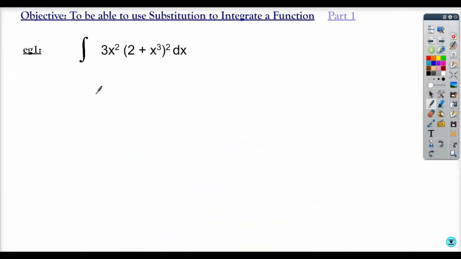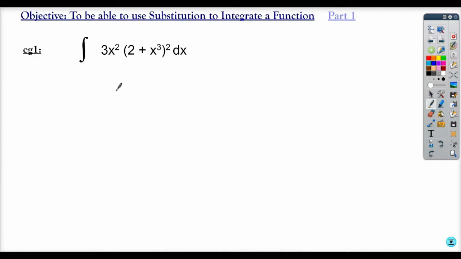Hi there, welcome to this tutorial on being able to integrate a function using substitution, sometimes known as U substitution. I'm going to go through two examples here. The second one obviously slightly more difficult than the first one, but I'm going to try and show you a really easy method that we can use to be able to do this substitution in order to integrate this function here.